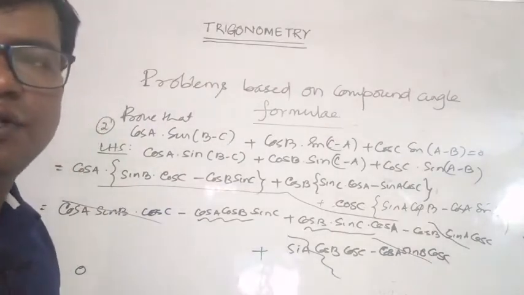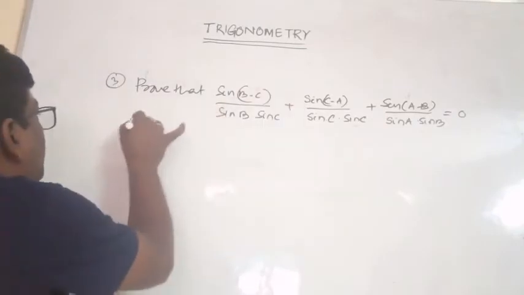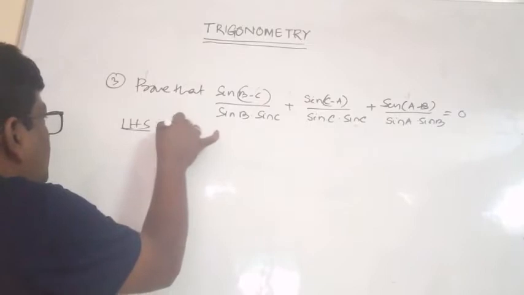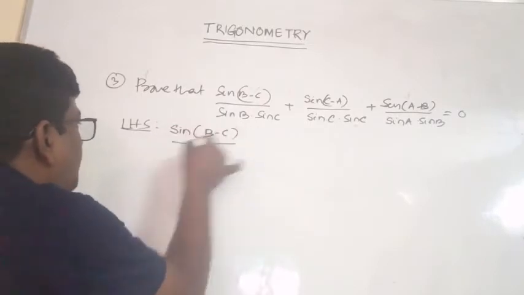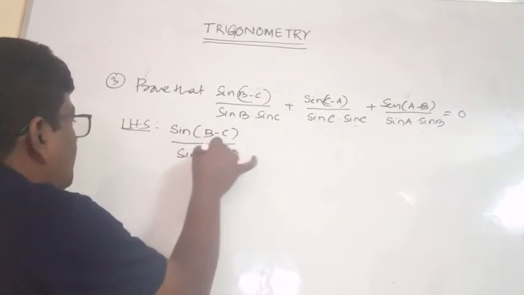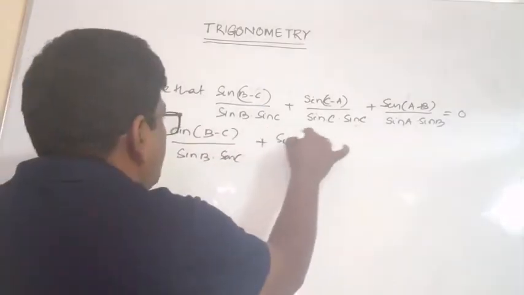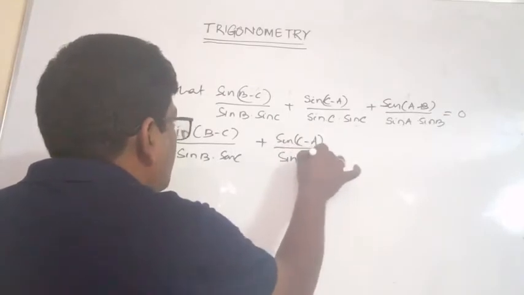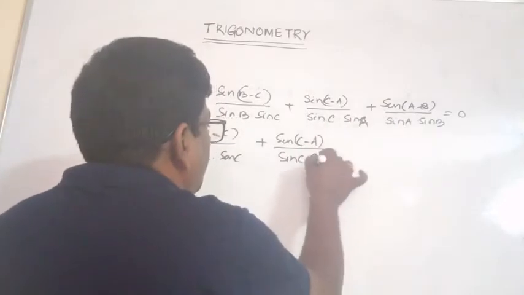And another question. This is your question. Left hand side: sin (B minus C) divided by sin B into sin C, plus sin (C minus A) divided by sin C into sin A.